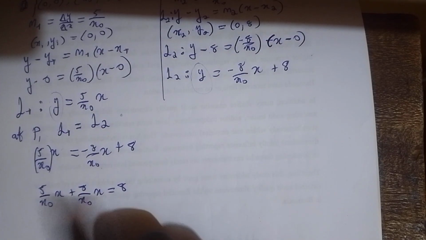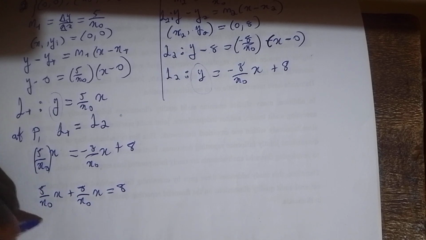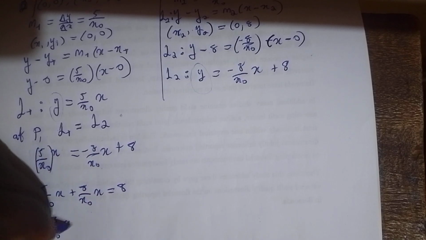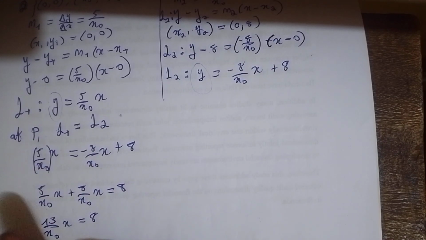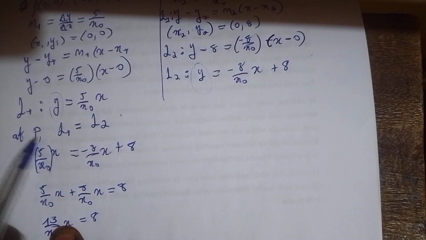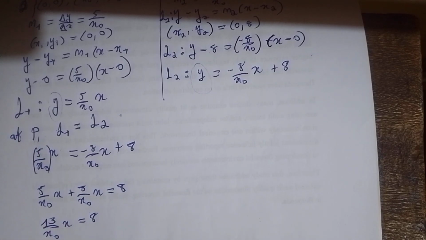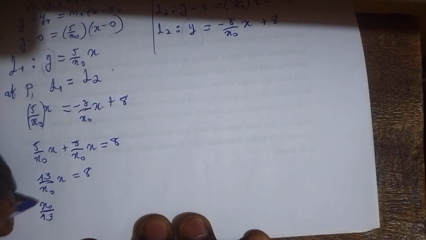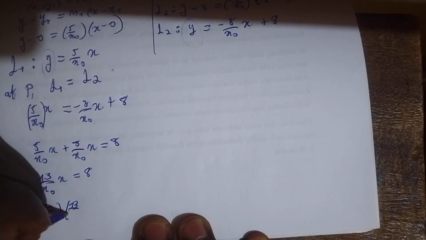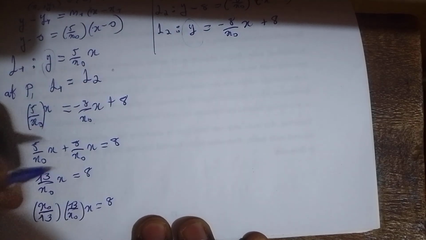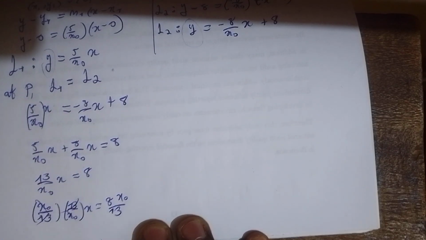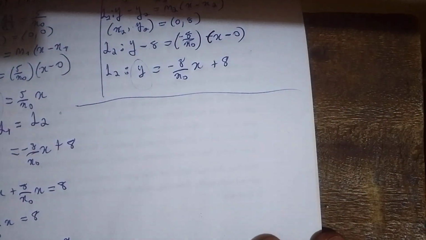So that gives me 13, right? You have 5 plus 8, 13. 13 on x naught x is equal to 8. We make x the subject because x here will represent the x coordinate of point P, right? So making x the subject, we multiply both sides by x naught on 13. It gives us x naught on 13, into 13 on x naught x is equal to 8 x naught on 13, so that this falls off, right? And we continue this way.